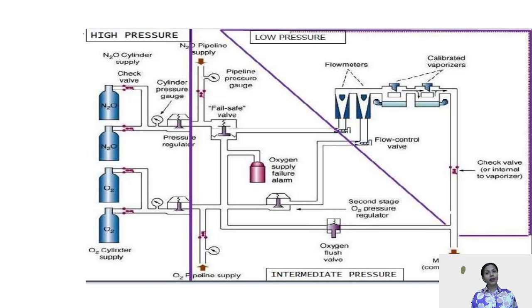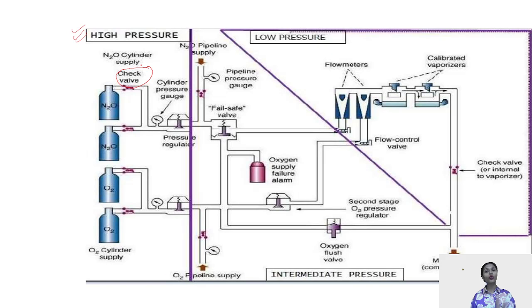Talking about the high pressure system, it consists of your cylinders. Generally, the cylinders are present in the central supply of your hospital. They form a part of your high pressure system. Then the second is your check valves. Please remember that every system is going to have a check valve in order to prevent the back or the reverse flow of the gases. These are unidirectional check valves.